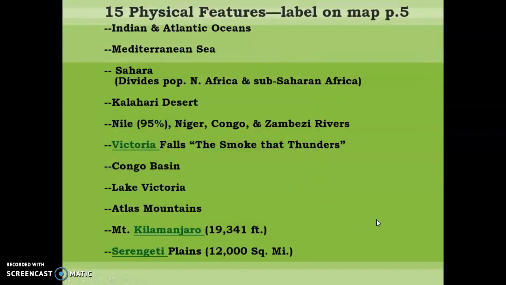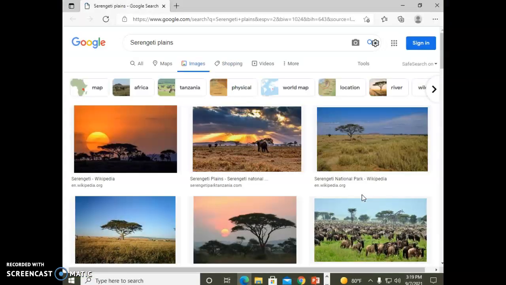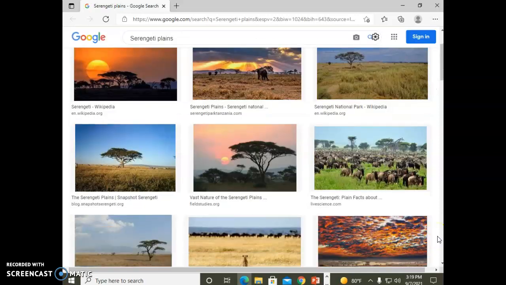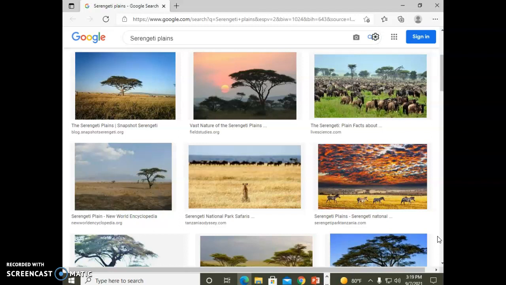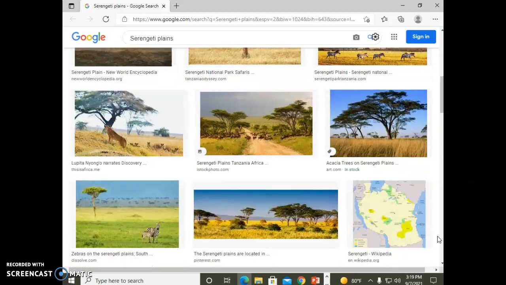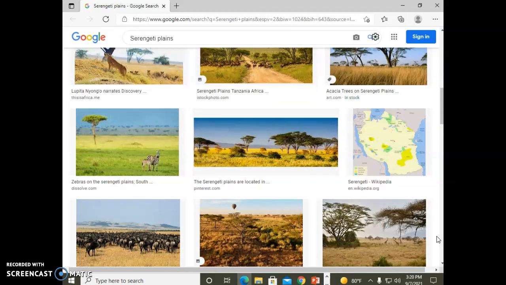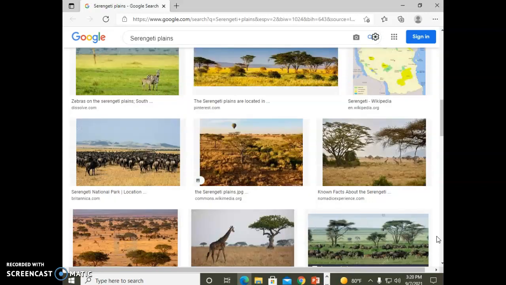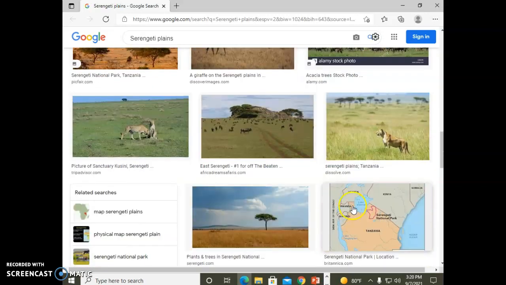All right, the Serengeti Plains. Again, I talked about the Serengeti and Mount Kilimanjaro. I'll show you the pictures before I move on. The Serengeti, again, is these plains that have a lot more wildlife and vegetation because of Lake Victoria. It attracts these wild animals. If you were to go on an African safari, you would probably go to the Serengeti. So these are all pictures of the Serengeti, and you can see it on this particular map.